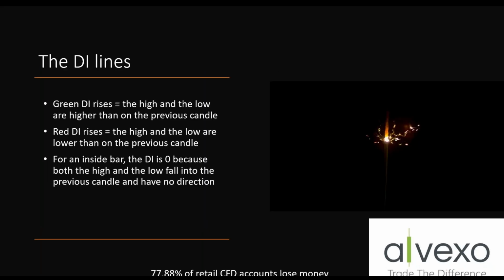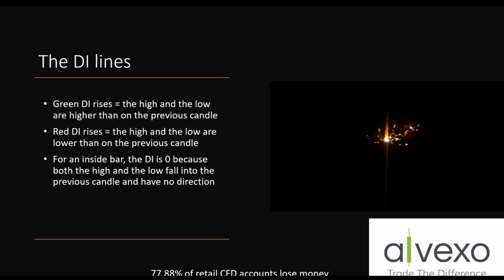So what it's looking at is the highest price and the lowest price. The ADX line is looking at the average of the price moving and gaining momentum. The directional movements are measuring the highs and the lows. So when the green DI line rises, it means that the high and the low are higher than on the previous candle. When the red DI line rises, it means that the high and the low are lower than the previous candle.